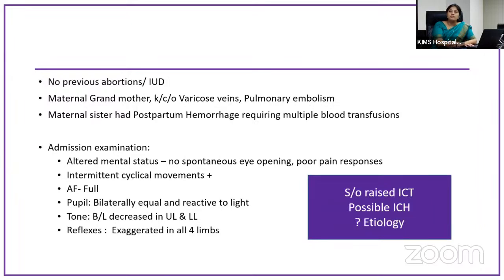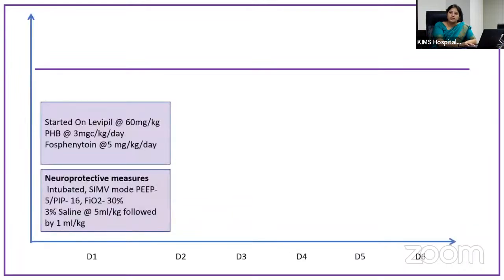So in this child, we have a child who presented to us with status epilepticus and has signs of raised ICP. So we are looking at possible intracranial hemorrhage. But what is the etiology of this intracranial hemorrhage?